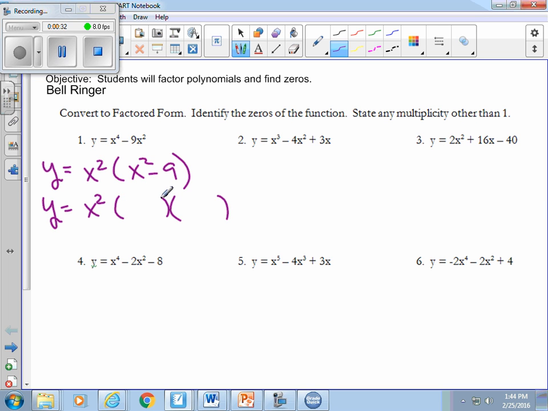What is x squared minus 9? How do you factor that? Good. It's a difference of perfect squares, so you can factor that some more into (x minus 3)(x plus 3). And so what is x? Yes.